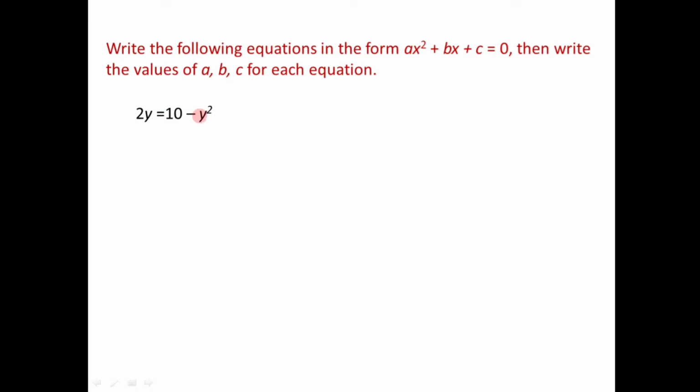First of all, we should write this equation in the standard form. That means in the standard form, on the right hand side only 0 will be there and remaining all terms must be on the left hand side. So we have to take 10 and minus y square to the left hand side. So the equation becomes minus y square, coming to the left hand side it will become plus y square plus 2y minus 10 is equal to 0. This is in the standard form of quadratic equation.